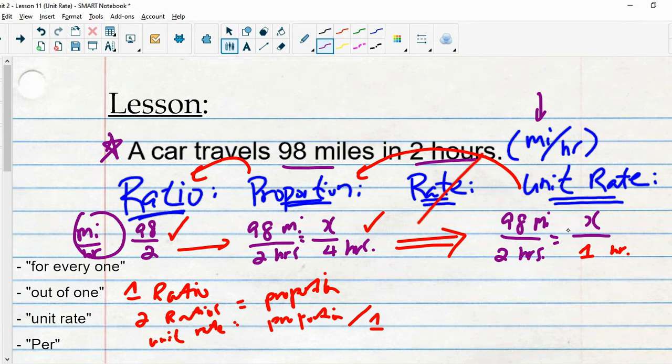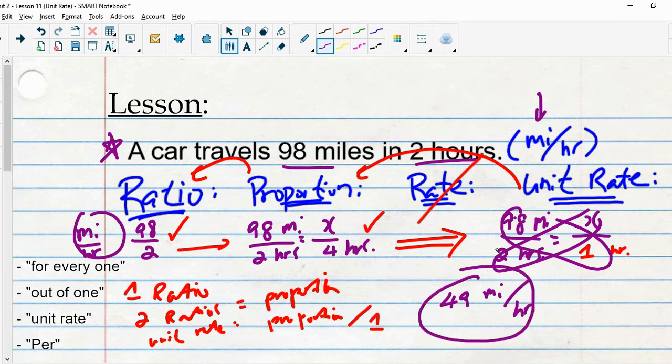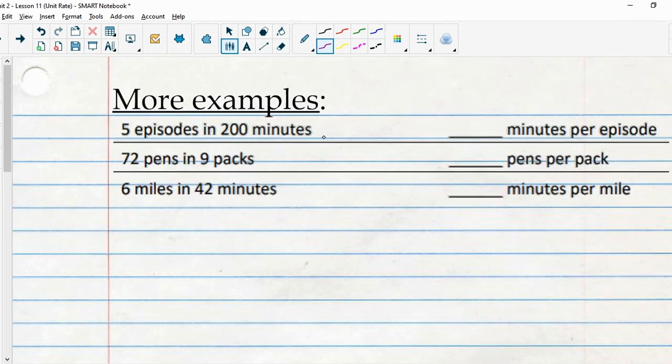So how many miles per hour here? All right, 98 times 1 is 98. 2 going to 98 how many times? Yeah, 49, right? 49 miles per hour. Okay? Let me double check. Yeah, okay. So, why don't we do a couple more examples together as a class? Write these 3 examples now.